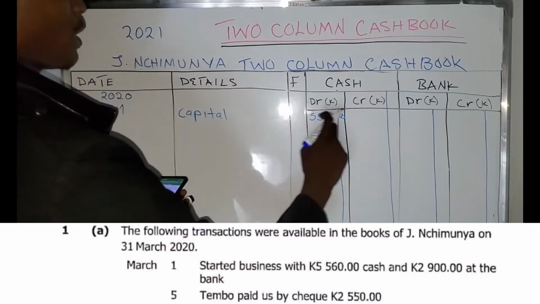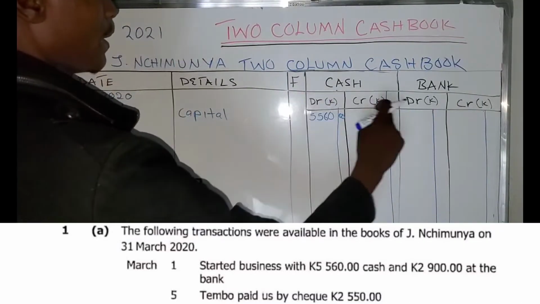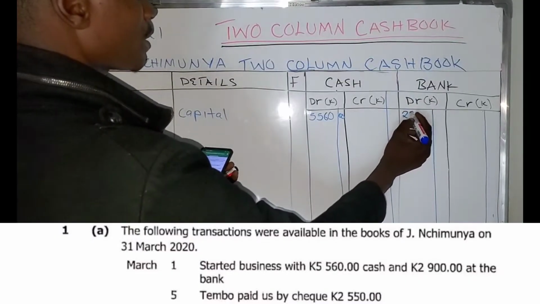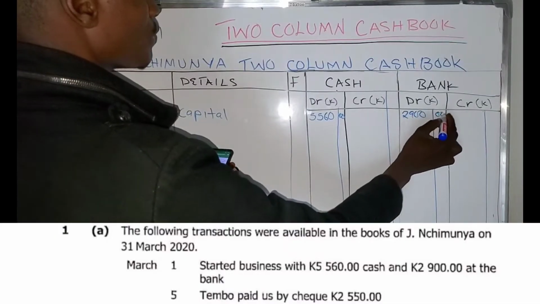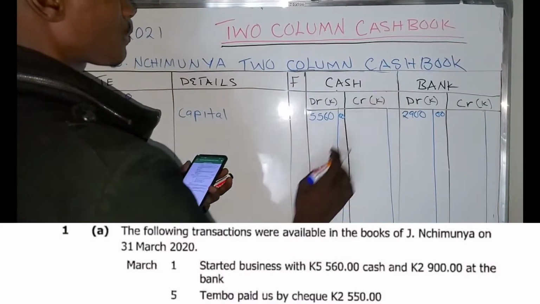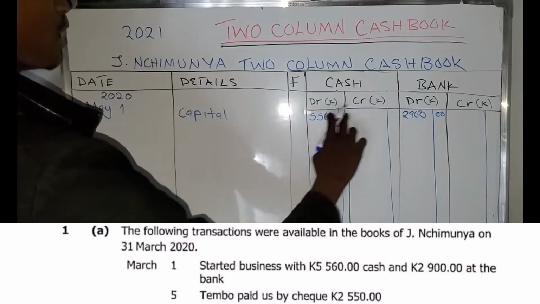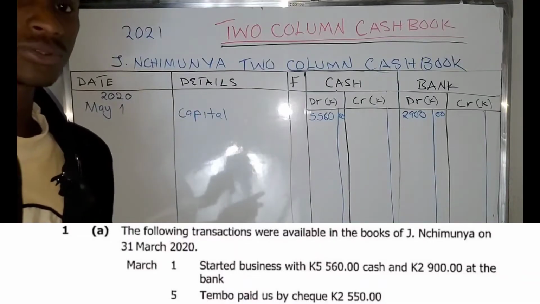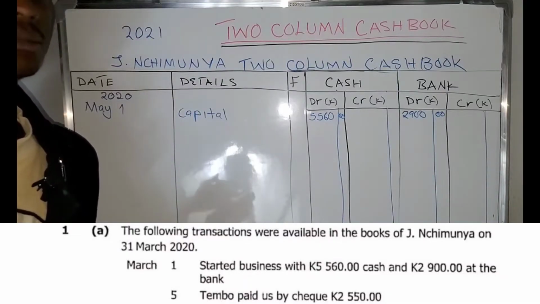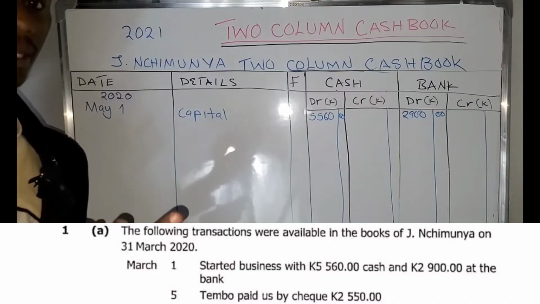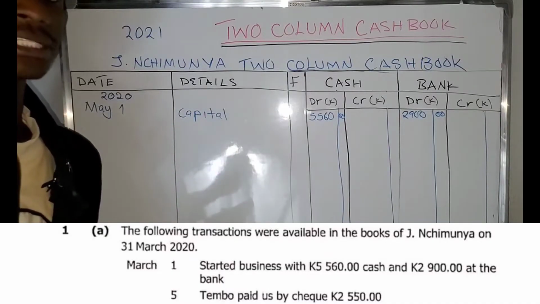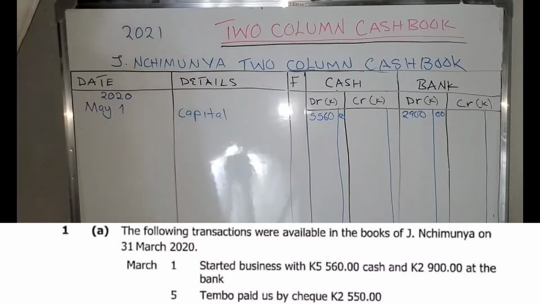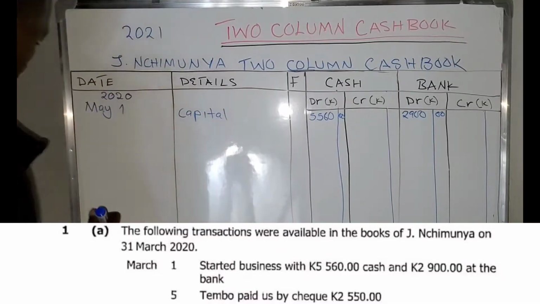Then in the same row, we're going to write in the bank balance here, we're going to debit 2,900 ngwe. Now, listen, why are we putting this in the same row? It is because this is the money we use. This is capital, and capital always has the debit balance in the cash book. So in the bank we have 2,900. Then in cash in hand we have 5,560. So that's what happened on May 1.